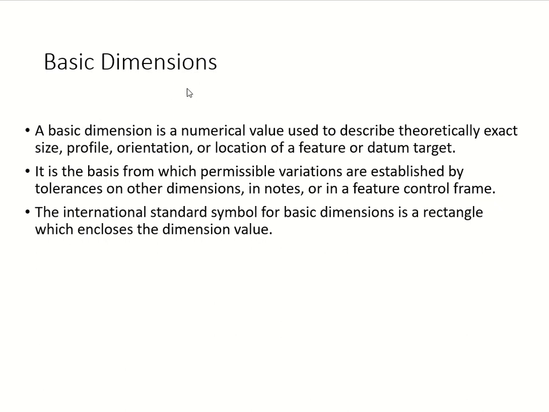So when you deal with a dimension, we know it's just a value, and we're going to describe the size, profile, orientation, location, the exact size of your feature or your datum target. So if you think about dimension, you're dealing with a value. At least you have to know that. We use the dimension to establish your tolerance ranges, of course: tolerance plus or minus your dimension value.